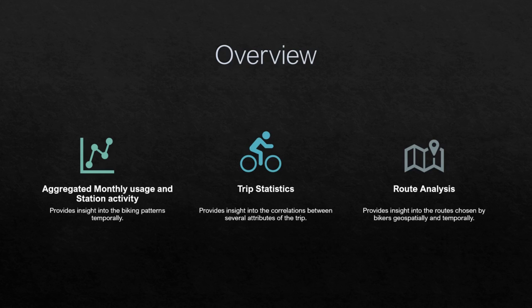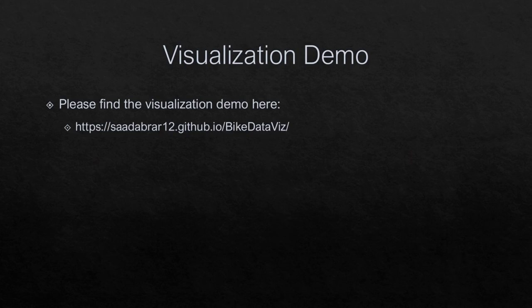Based on the high-level objectives we have, we targeted three use cases for our visualization. First, we visualized the aggregated monthly usage and associated station activities. Then we worked on finding insights into the correlations between several aspects of the data. For the third task, we analyzed the routes and roads of the city used by the bikers. So let's go over to the demo of the visualization tasks that we have completed.